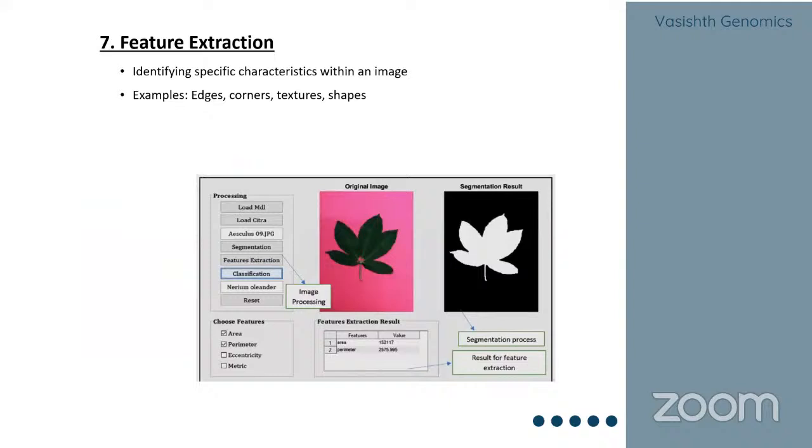Then you have the feature extraction. So identify the specific characteristics within an image. Example, edges, corners, texture, shape, etc.